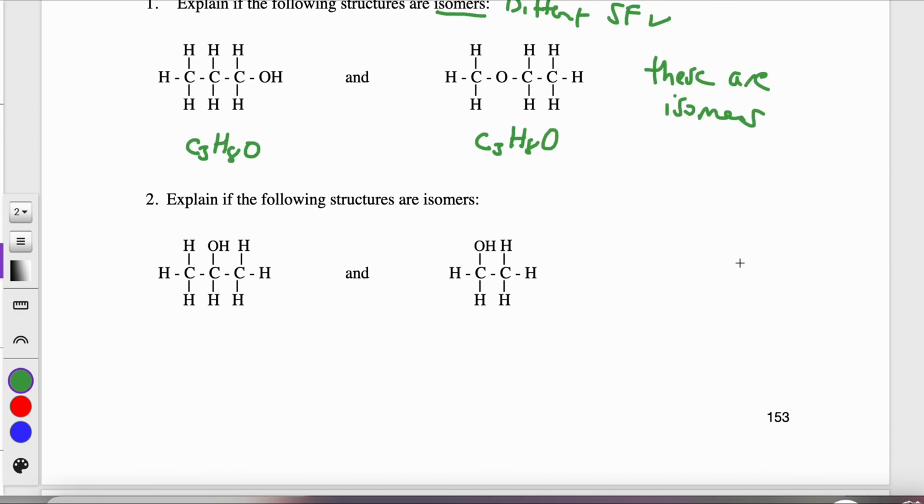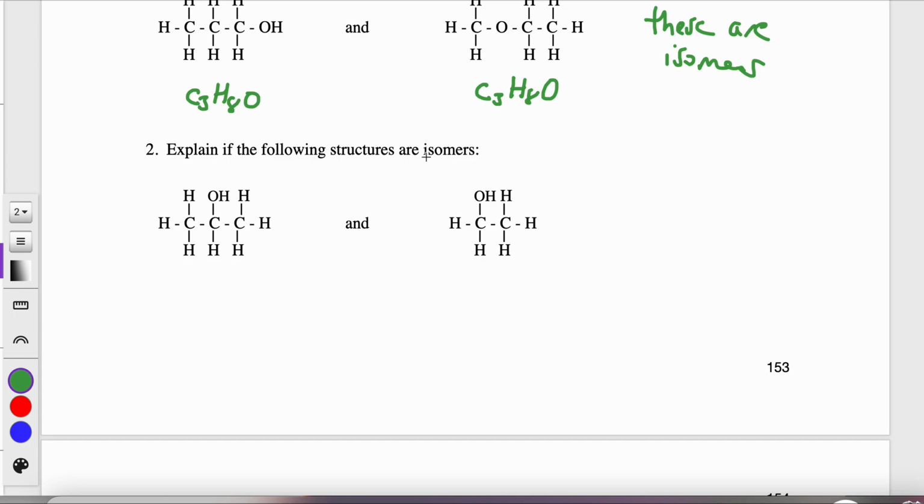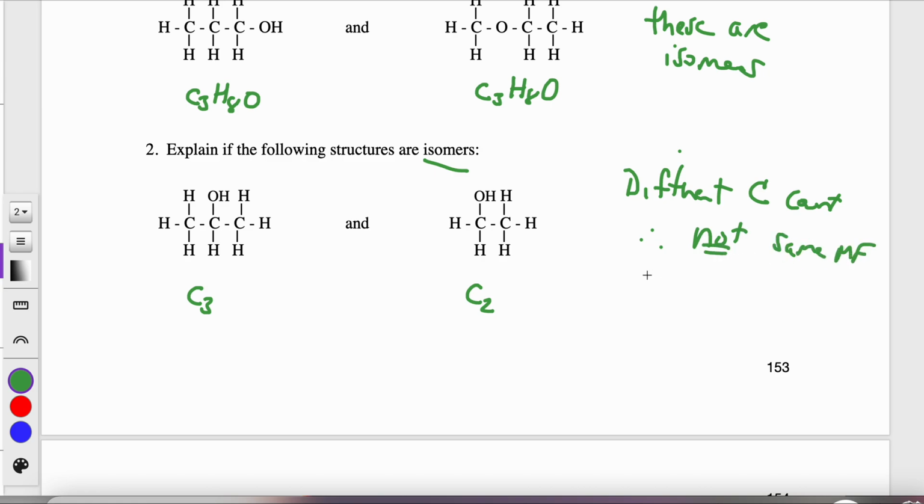Now if you take a look at the next one, okay, are these isomers? Well, take a look here. I see I have C3, and here I see C2. Right there, they have a different carbon count. Therefore, they do not have the same molecular formulas. So these are not isomers.